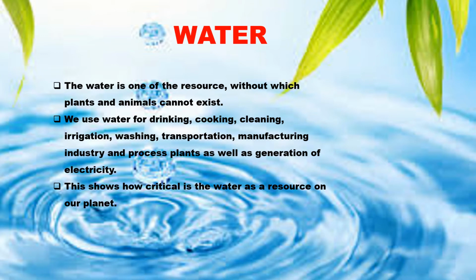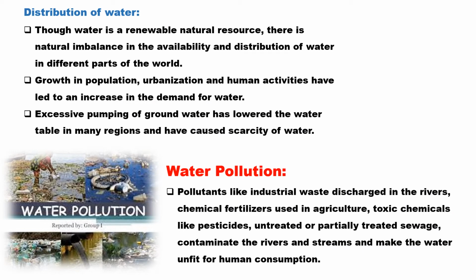Though we have water, 97% of water on this earth is saline water. Only 3% can be consumed, the fresh water. Among the fresh water, there are groundwater and surface water. So overall, among 100% of the water resources we have, 97% is saline water, and only 3% we can use for our consumption. When we speak about the distribution of water, it is not evenly distributed all around the earth. There is a natural imbalance in the availability and distribution of water in different parts of the world.